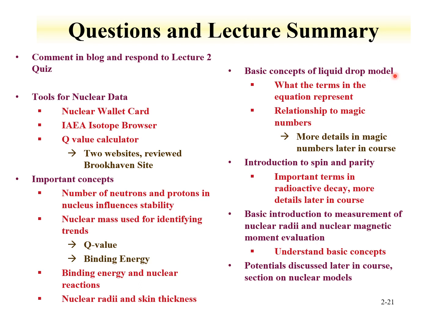This lecture also discussed the basic concepts of the liquid drop model, which, as shown here, details that you should be familiar with include what the terms in the equations represent, and the relationship to magic numbers, and magic numbers will be discussed in more detail later in the course. This lecture introduced spin and parity, terms that you should have seen before. Anyone who's done nuclear magnetic resonance, NMR, has already worked with nuclear spin. We'll see that spin and parity are important terms in radioactive decay. For alpha, beta, and gamma decay, spin and parity changes will be shown to be important. We'll discuss this later in the course.